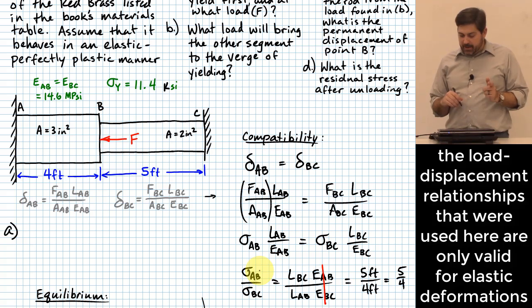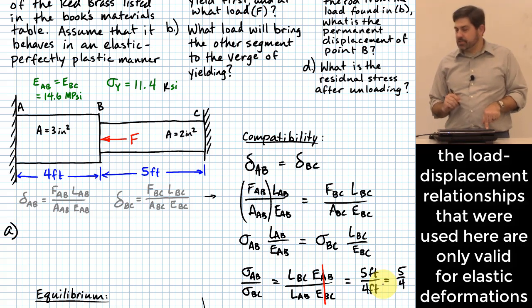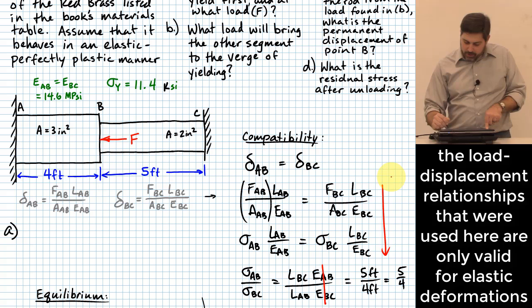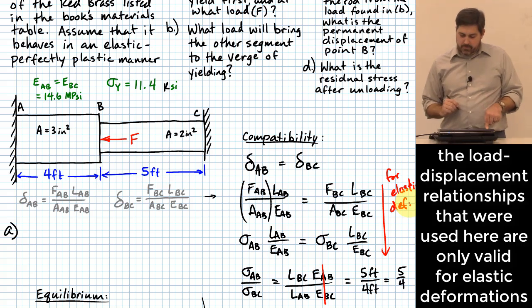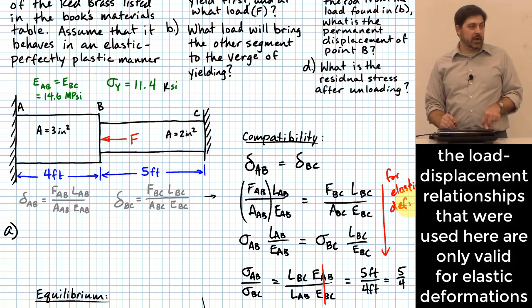There is a big asterisk, a big condition that is put on this whole little line of thinking that I just did for compatibility. What's the condition that I have to meet? So for all of this stuff right here, it only works as long as it stays elastic. Okay? Because the FL over EA equation assumes that you're in the elastic range of the material. So as long as my two pieces stay elastic, this condition is met. As soon as one or the other of them goes plastic, I can't use this anymore. With me so far? Okay.